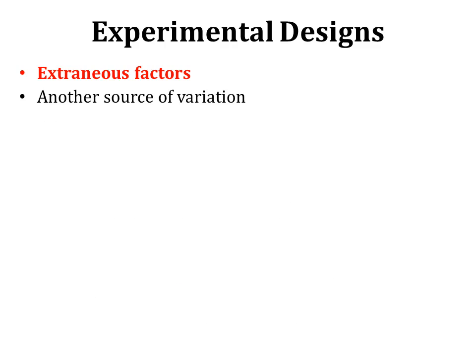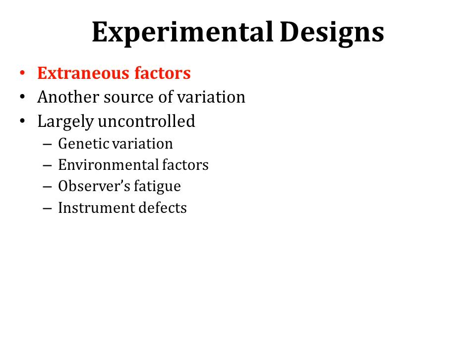Now the other source of variation is the extraneous factors. Extraneous means some external factors. So these are those factors that are largely uncontrolled, like the genetic variation among plants, the environmental factors that are affecting plant growth, the observer's fatigue, because if one is going to take measurements on the same day, then obviously this is going to result in observer's fatigue. And the instrument effects. Of course, if we are taking measurements from instruments, there could be some error in the instrument that largely goes unnoticed. So that could result in a source of variation.